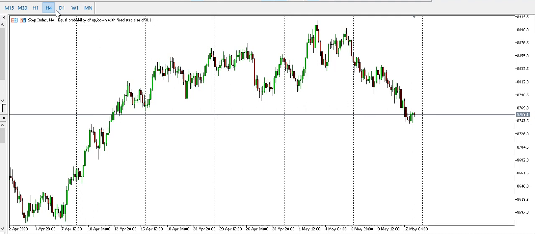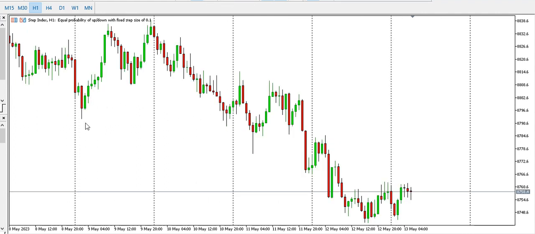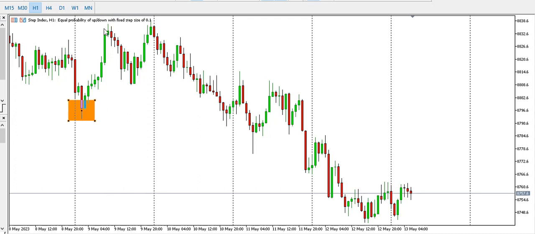Okay, looking at the 1 hour time frame, it shows a downtrend where you continue to have lower low, lower high, lower low, lower high. Like this is lower low, these are highs, then lower low, lower high, lower low, lower high. We have another lower low, lower high, lower low, lower high, lower low, lower high, lower low. Okay, this is a higher high, higher low.